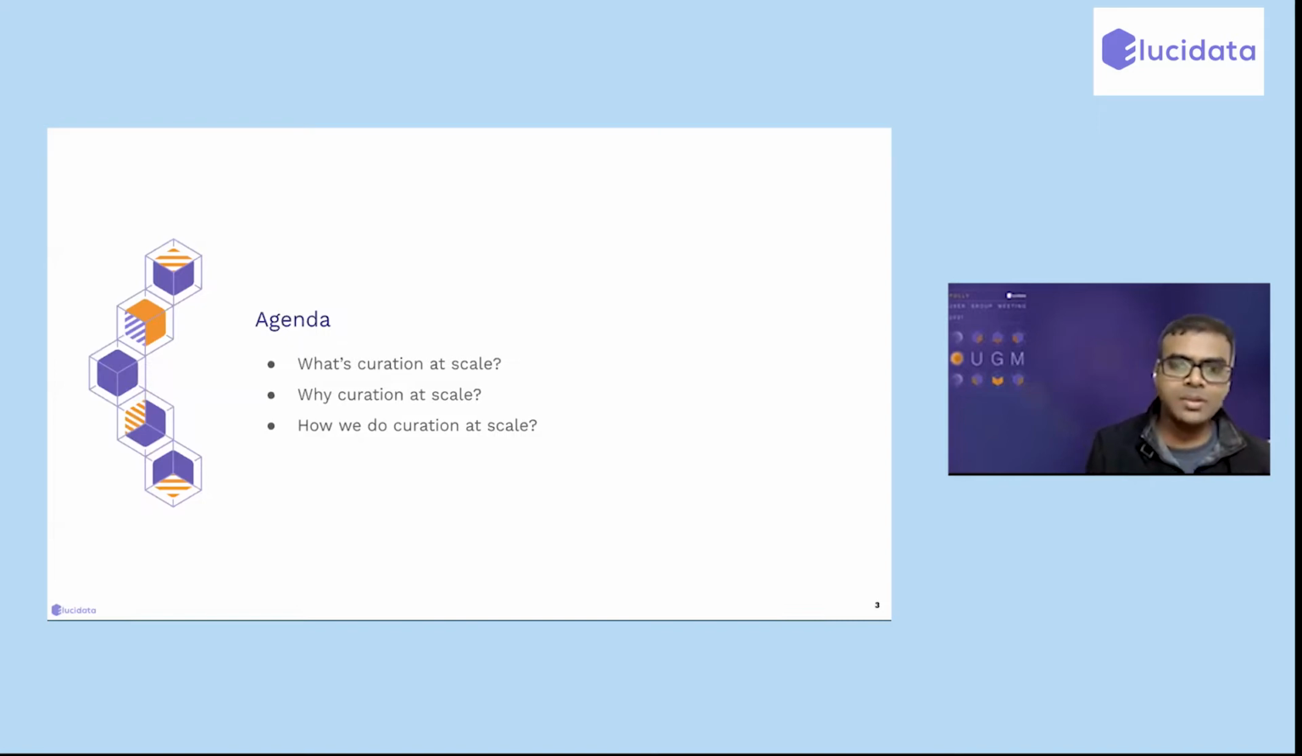The agenda is pretty simple. What is curation at scale? Why do we do curation at scale, and how do we do curation at scale? So we'll go through each of these points in some detail.